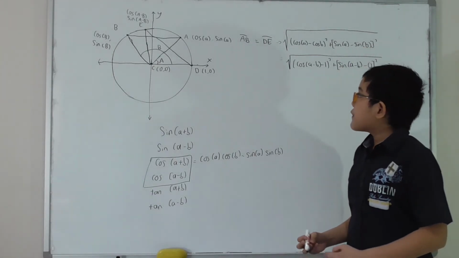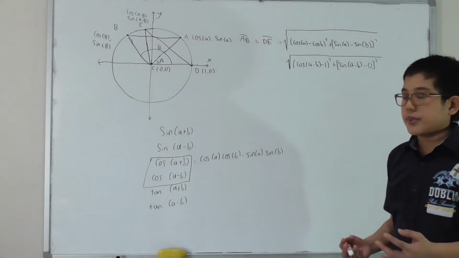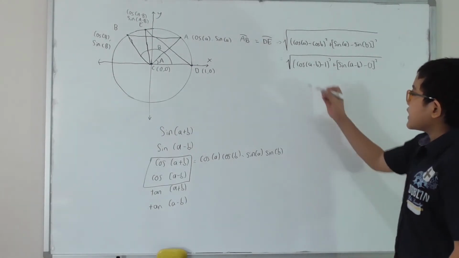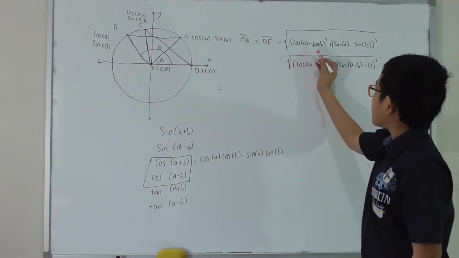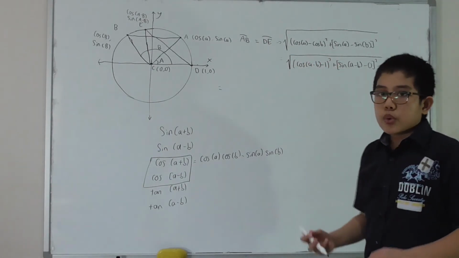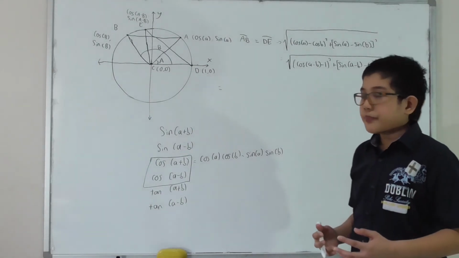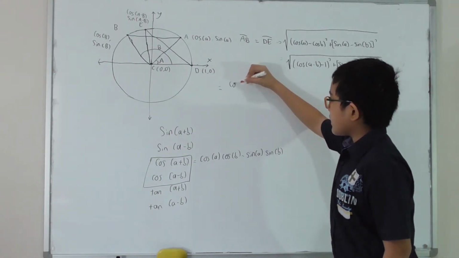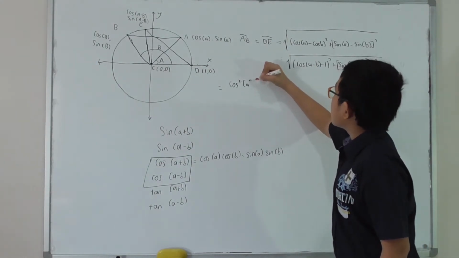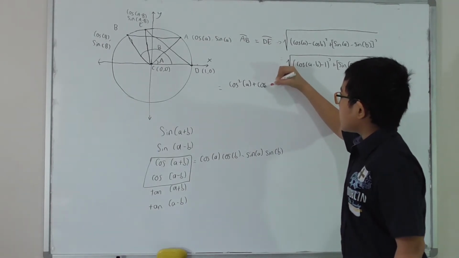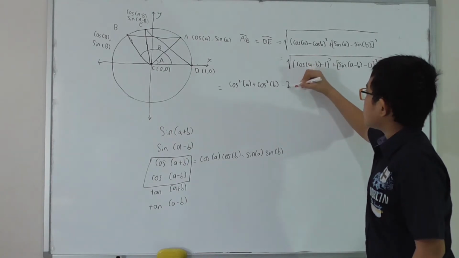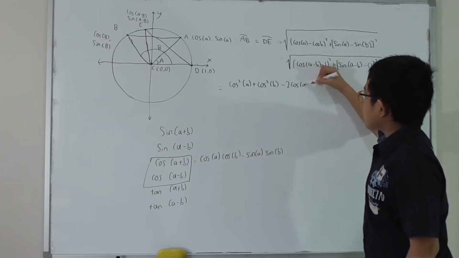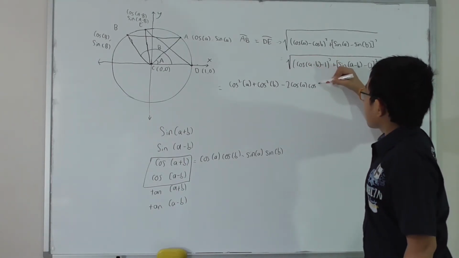And then we can further derive this, of course, with algebra. Let's erase these square roots. The first one is cosine of A minus cosine of B, squared. We can FOIL it out as cosine squared of A plus cosine squared of B minus 2 cosine of A cosine of B.